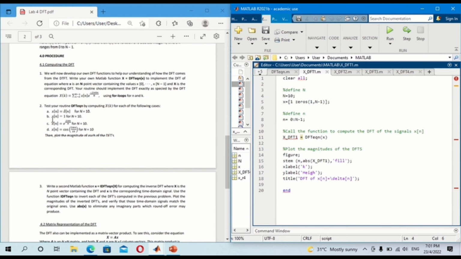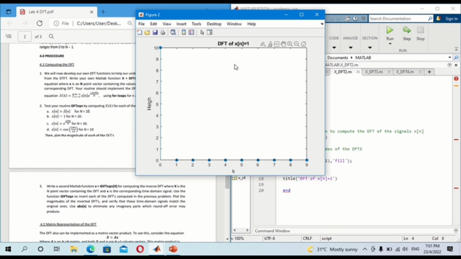For case B, s[n] equals 1 for N equal to 10, we can test our code in MATLAB using this code. The code is the same as the first code, but we need to change the value of x[n] in this line: s[n] equals 1, ones(1, N). We can also use this code to plot the graph. This is the graph for case B.